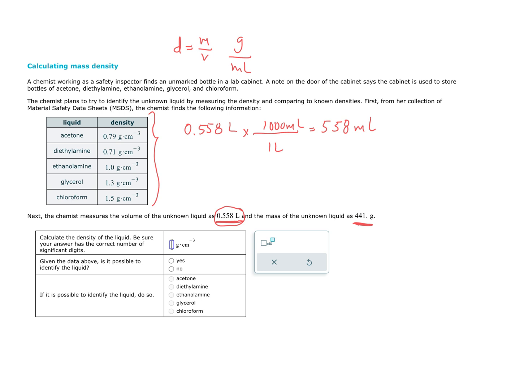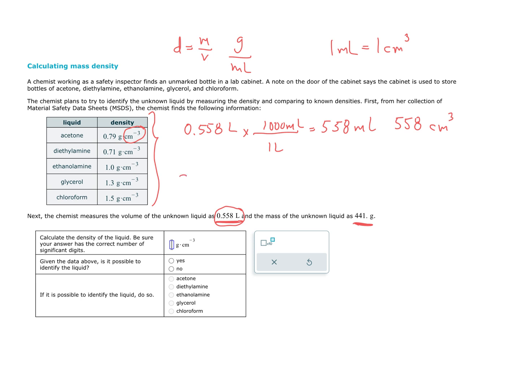And this is where some of you were kind of stuck as to what to do next, because you saw density over here and they had units of cubic centimeters. I shared this in one of the classes, but 1 milliliter is equal to 1 cubic centimeter. So we can simply replace milliliters and say, okay, I've got 558 milliliters, so I also have 558 cubic centimeters of this liquid.